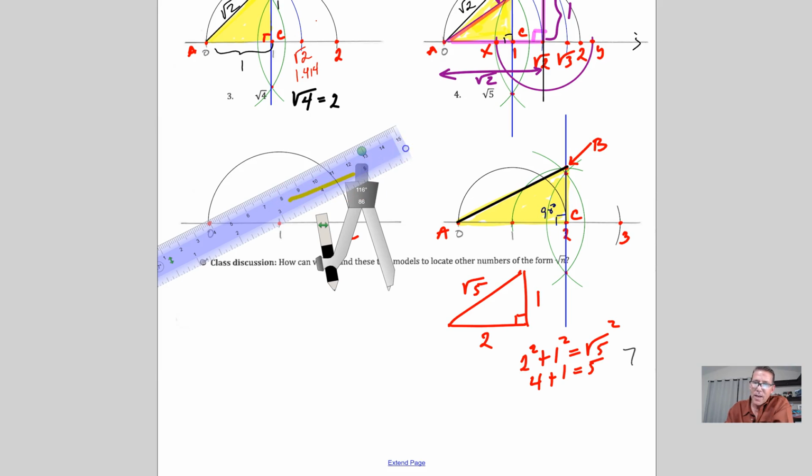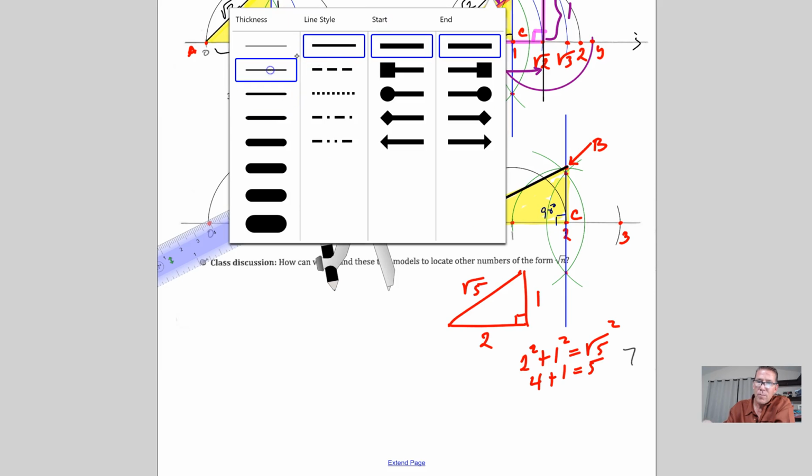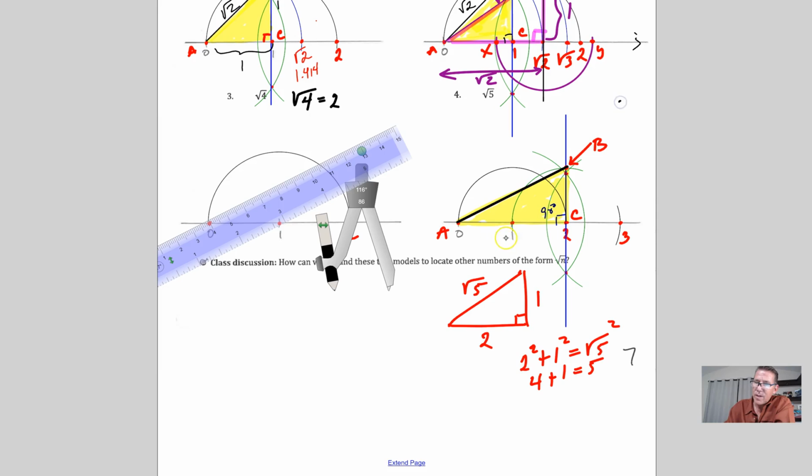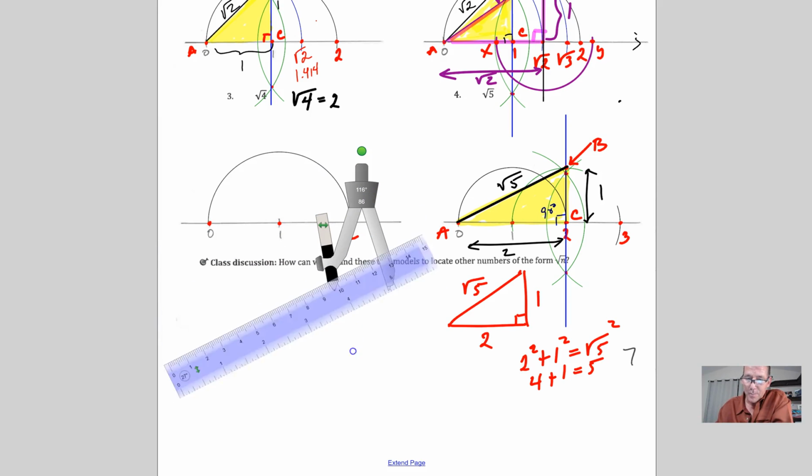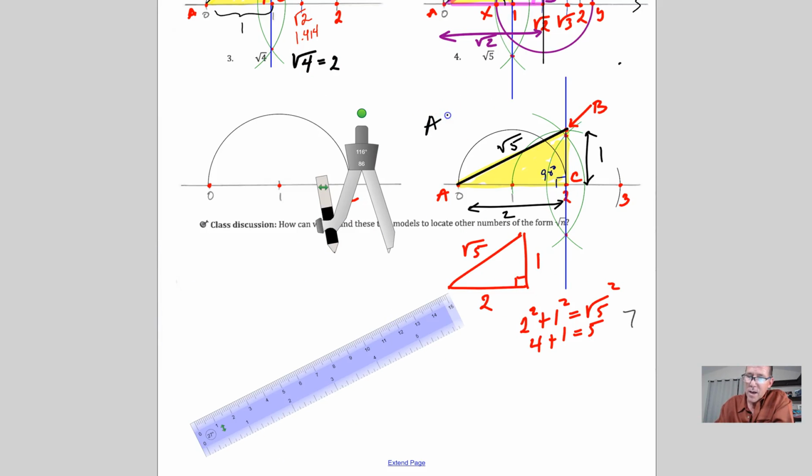Okay, now let's label the side lengths. All right, so this length, this distance from 0 to 2 is obviously length 2. This vertical distance from B to C is 1 unit. And as I said down here below, the hypotenuse is the square root of 5. So the only thing you need to do is adjust your compass from A to B. Okay, so A to B is the square root of 5.